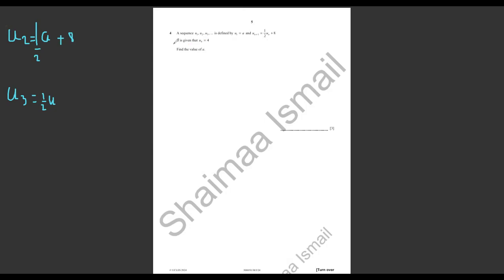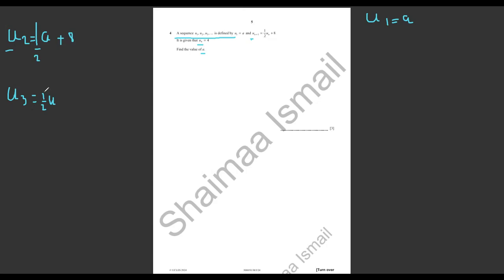Here in this question, it asks about the sequence defined by u1 equals a and u(n+1) equals half u(n) plus 8. Given that u4 is equal to 4, find the value of a. So we start: u1 is already given, equal to a. Then for u2, we apply the rule, which is half a plus 8.